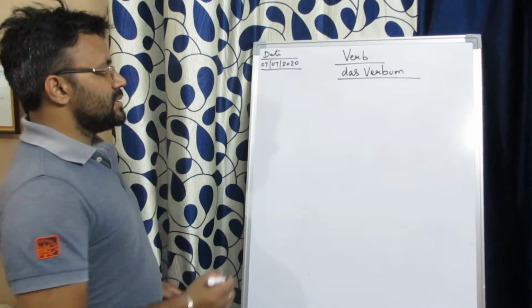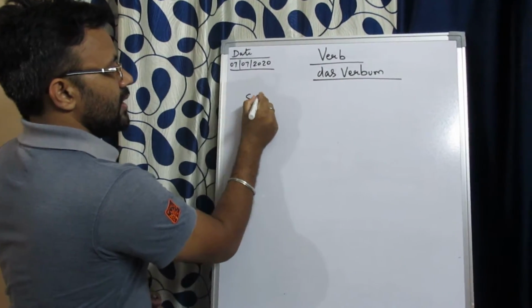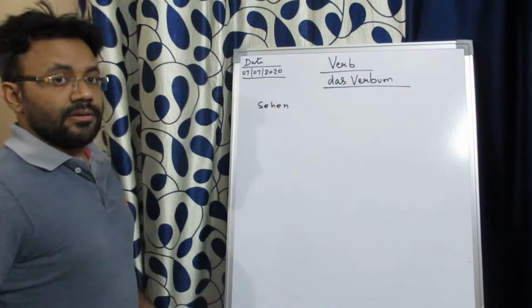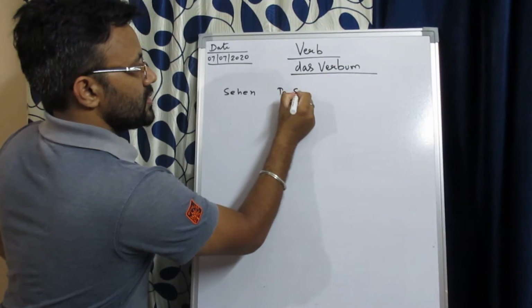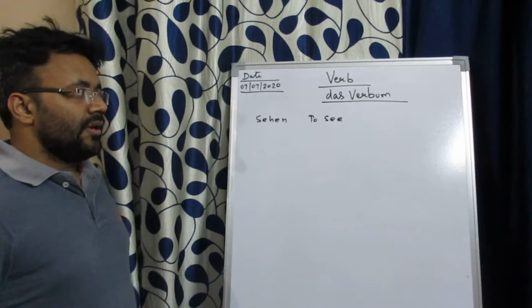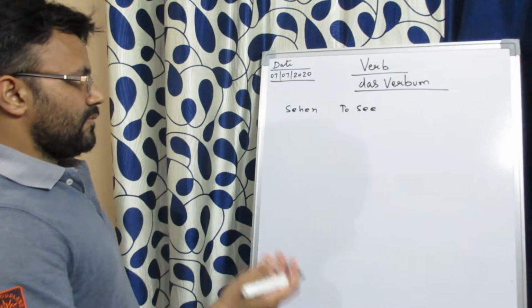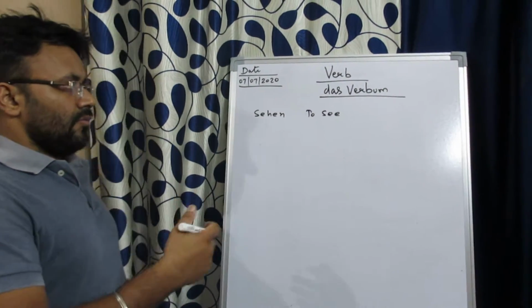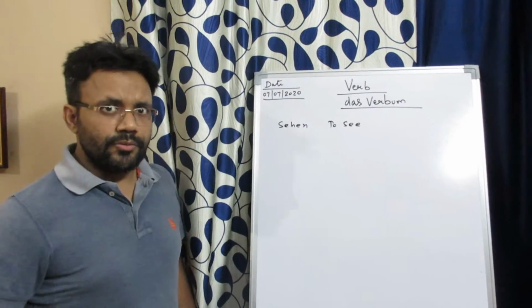First example is sehen, S-E-H-E-N. Sehen in English means to see. So here we have sehen as the verb, to see. Next, let's see what exactly the form is once we use it with some personal pronouns.